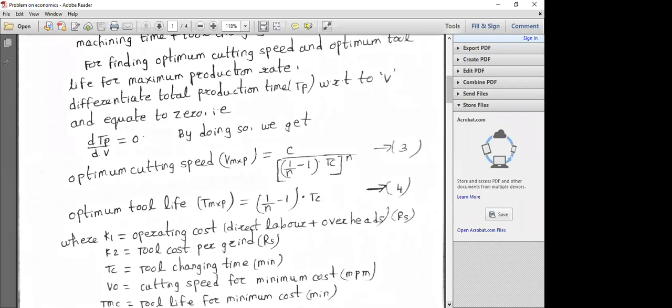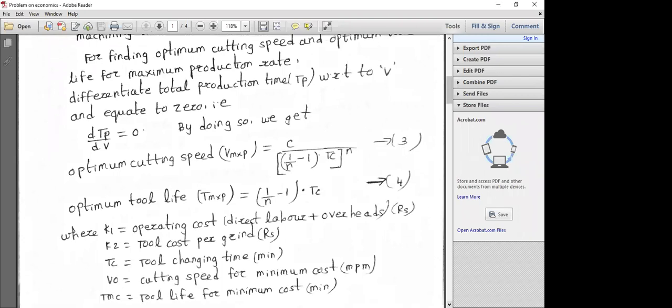Because if you go on increasing the cutting speed beyond a certain limit, the machine spindle will be worn out, and the cutting tool also will be worn out, and the tool life will be reduced. So what will happen? We have to have an optimum cutting speed for maximum production rate. You should not disturb the production, you should not lessen the production. So you should have the optimum cutting speed for maximum production rate.